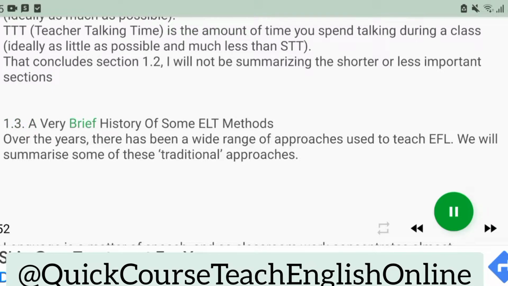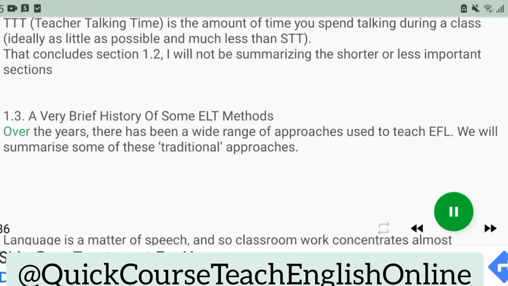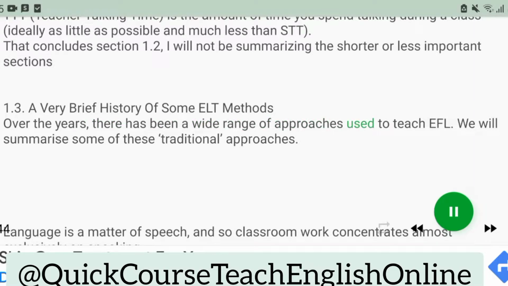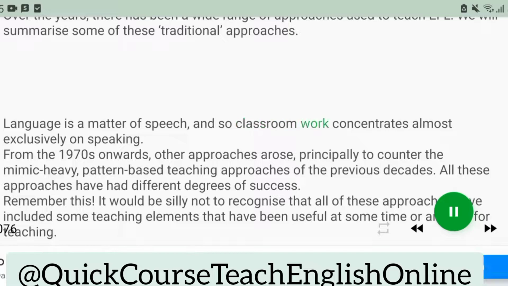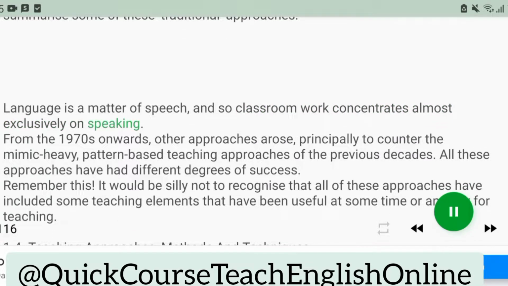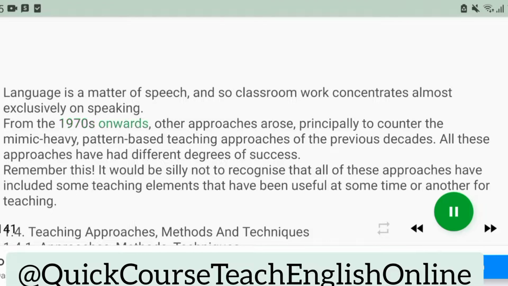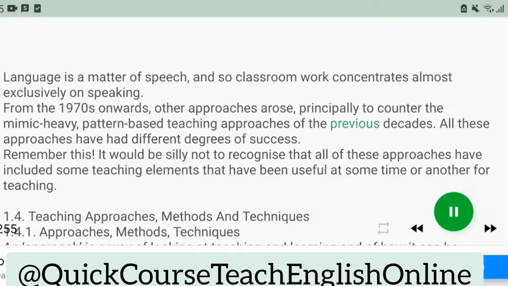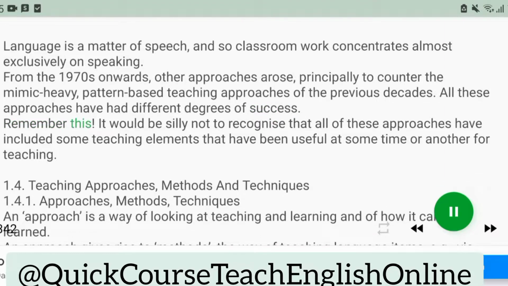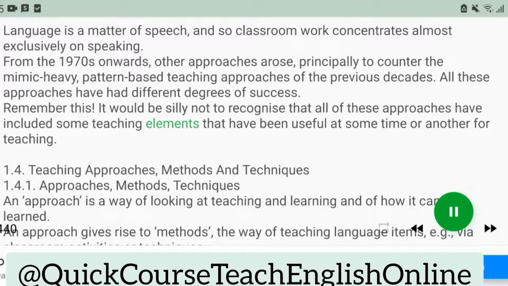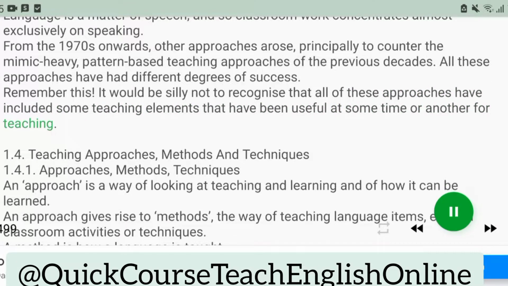1.3. A very brief history of some ELT methods. Over the years, there has been a wide range of approaches used to teach EFL. We will summarize some of these traditional approaches. Language is a matter of speech, and so classroom work concentrates almost exclusively on speaking. From the 1970s onwards, other approaches arose, principally to counter the mimic-heavy, pattern-based teaching approaches of the previous decades. All these approaches have had different degrees of success. Remember this. It would be silly not to recognize that all of these approaches have included some teaching elements that have been useful at some time or another for teaching.